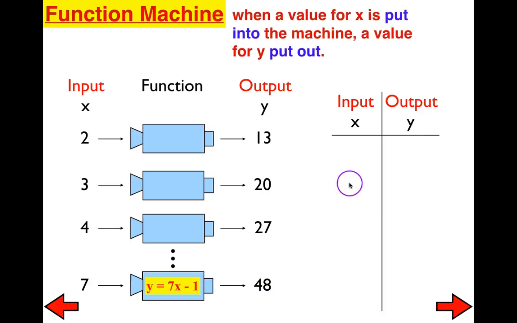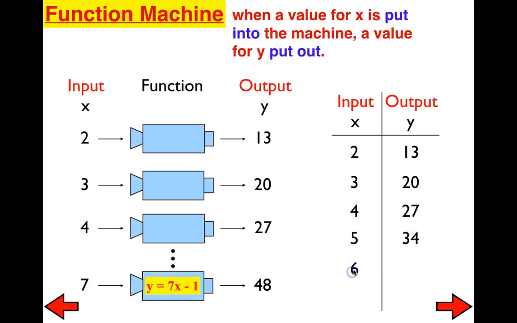Okay, so now if you want to arrange it, you can arrange it into a table. So an input of 2 gives you an output of 13, an input of 3 gives you an output of 20, and so on. Okay, so in this case, I kind of went ahead of myself. If they ask me, if you input a 5, what would your output be? You're plugging your 5 into the function rule for your input. So 7 times 5 is 35, minus 1 would be 34.